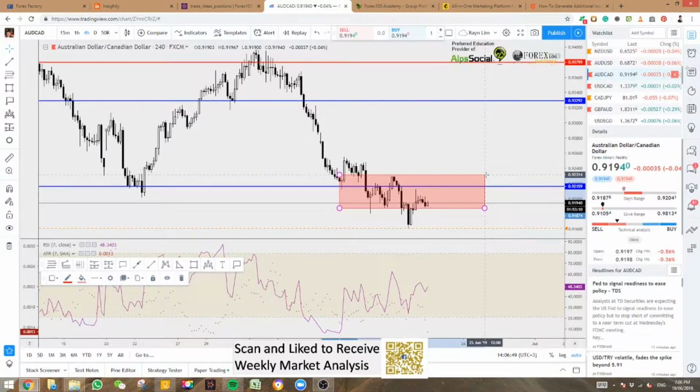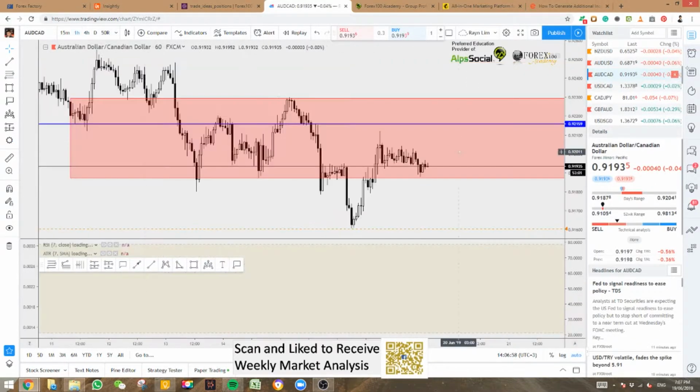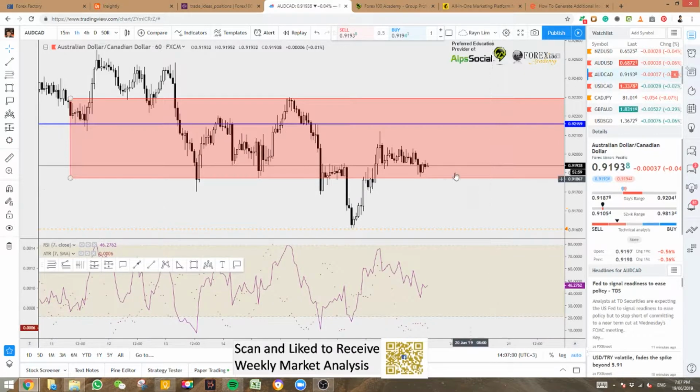Sell zone at this range, looking for a selling opportunity. Apart from that, nothing much for now. To the default 1-hour chart, market came down, went back up, and it came down, formed something like a butterfly or crab pattern. On the 1-hour, take note of this movement.